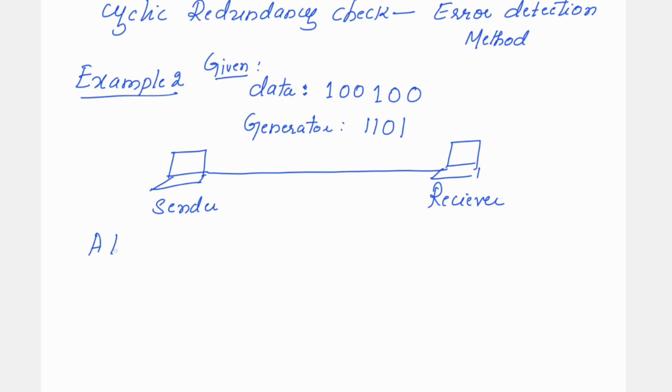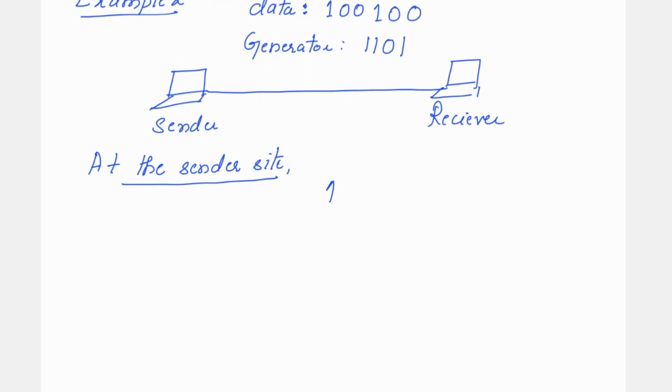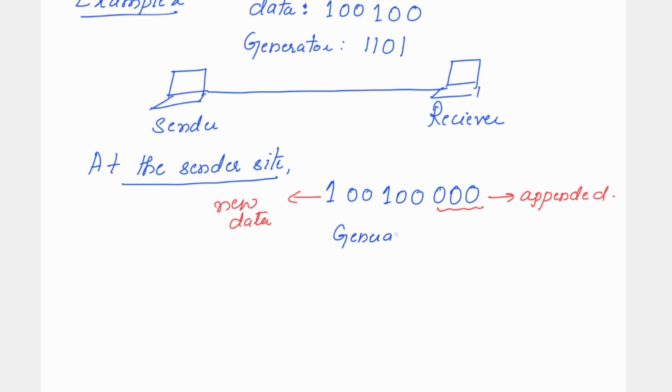First, let us see what the sender does. At the sender site, I will write what is happening so that it will be clear to you all. At the sender side, the data value is 100100. The sender is appending 3 zeros, and this becomes the new data, which the sender will be sending along with the generator value. The generator value is 1101.